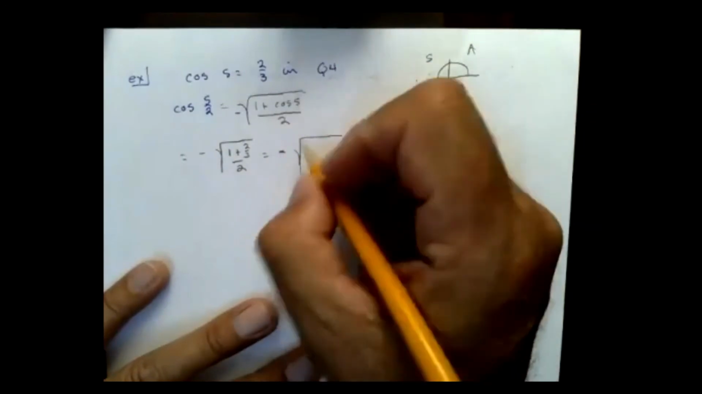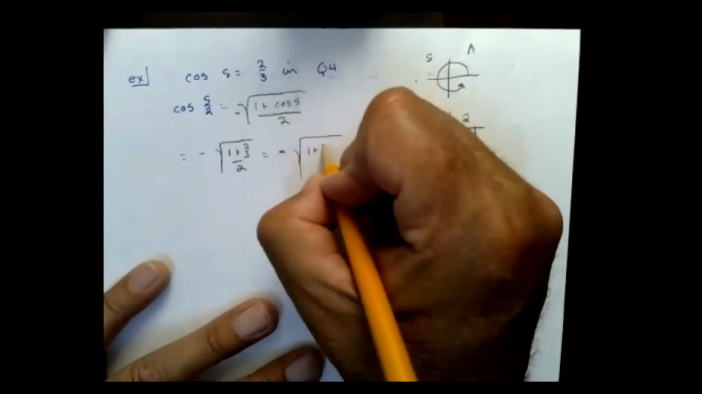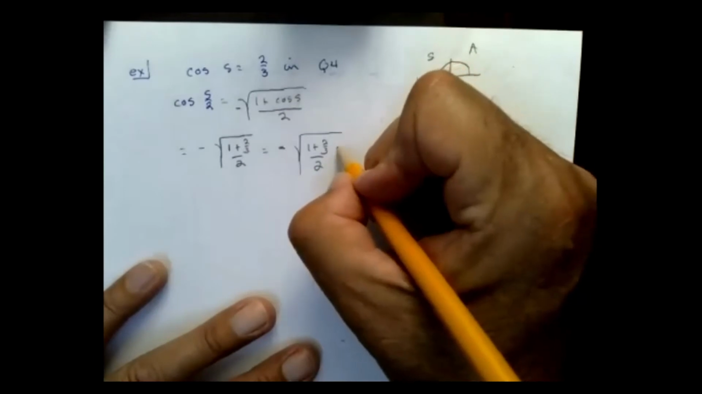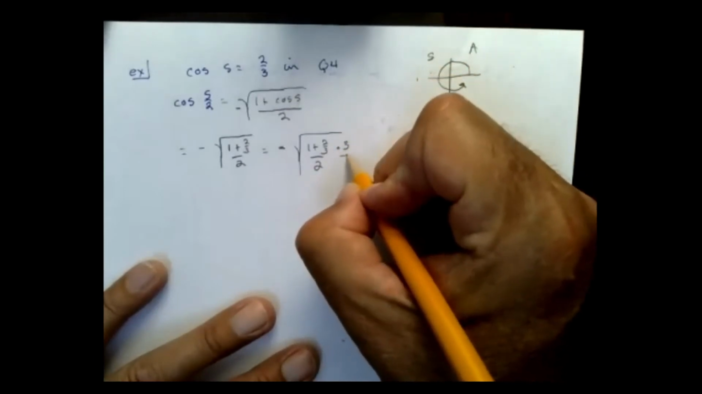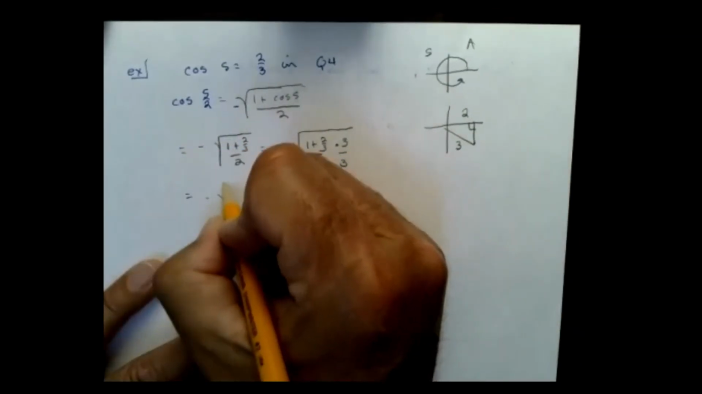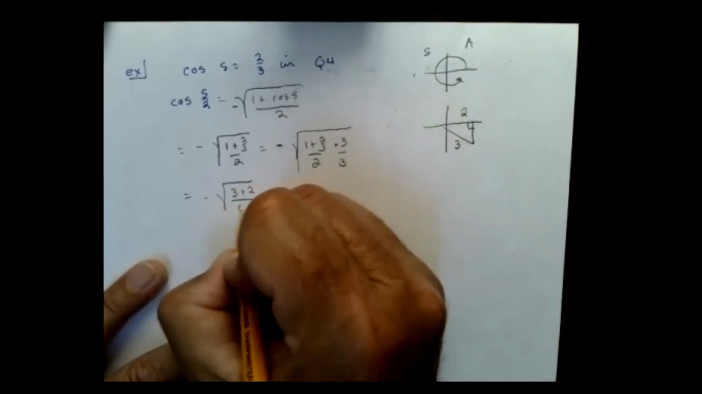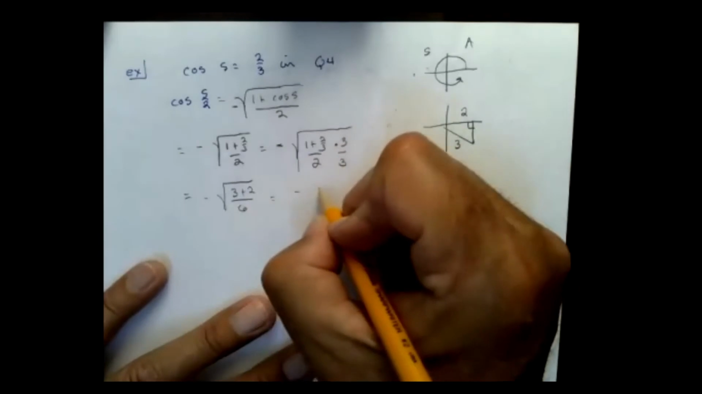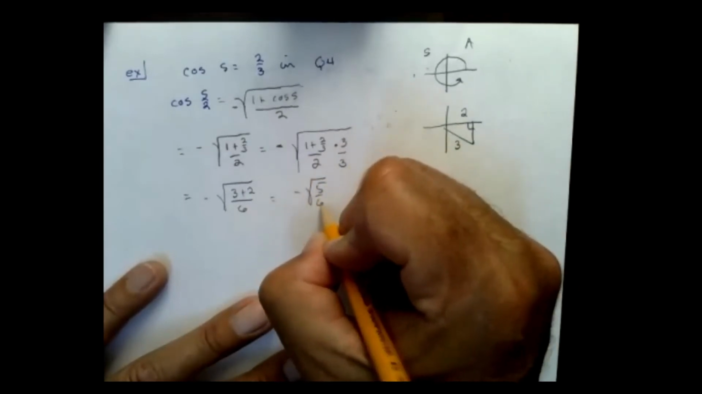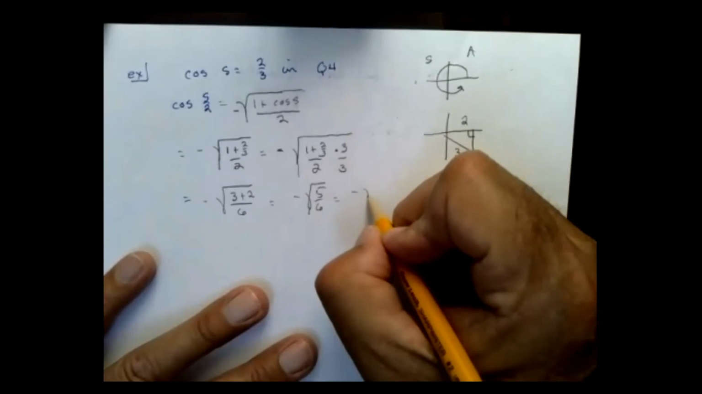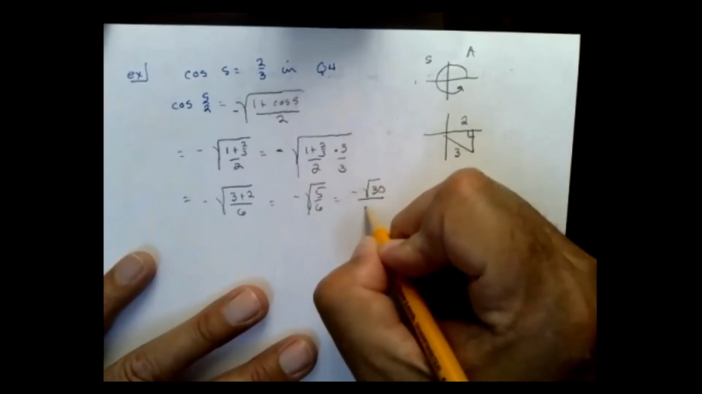I get it. All right, so now I have 1 plus 2/3 over 2, and I want to get rid of that 3, so I'm going to multiply everything in the top by 3 and everything in the bottom by 3. I'm going to get negative square root of 3 plus 2 over 6 equals negative square root of 5/6. And again, if I wanted to rationalize it, I'd multiply top and bottom by 6, negative square root of 30 all over 6.